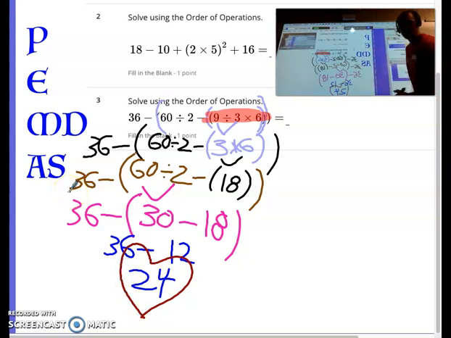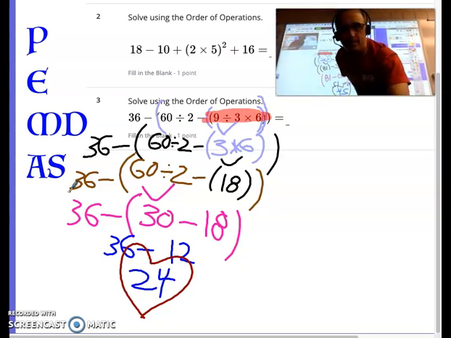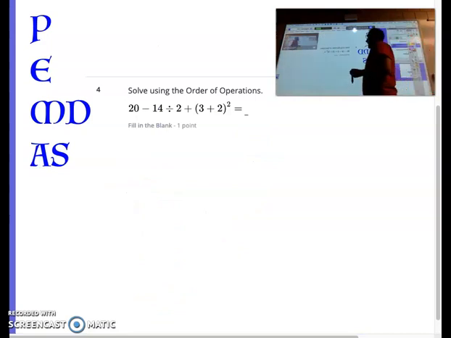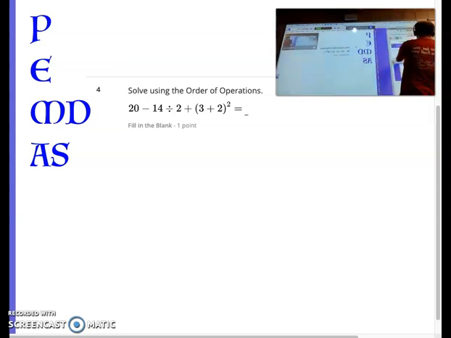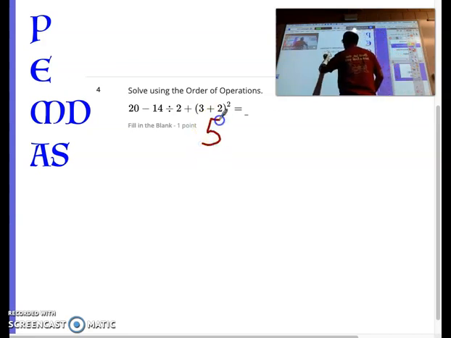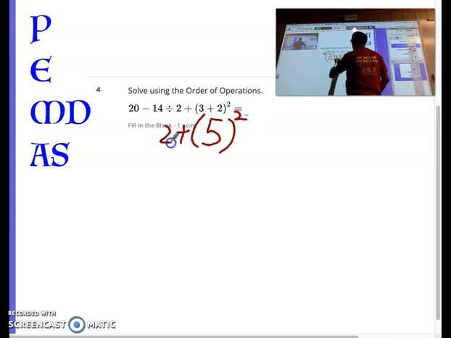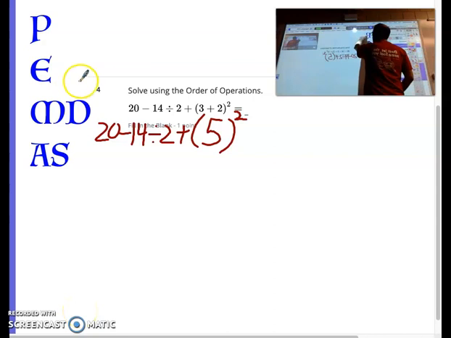Let's look at number 4. All right. As we look at number 4, we have to ask ourselves again, are there any parentheses? Yes. Is there a second set? No. So we need to do what's in parentheses. I know you probably have that answer right at the tip of your tongue, and that's a 5. Bring down the exponents, and the plus, and the 2, and the division sign, and the 14, and the minus, and the 20. Now, are there any parentheses left?